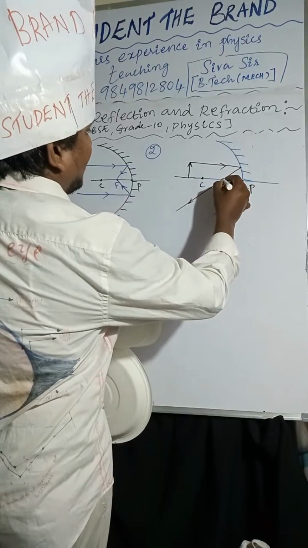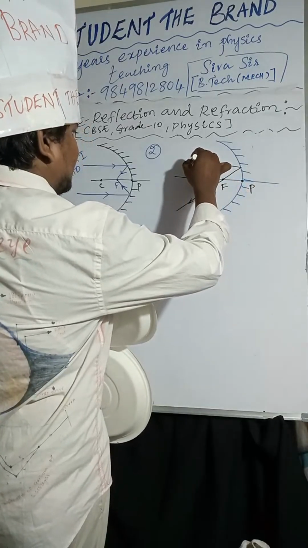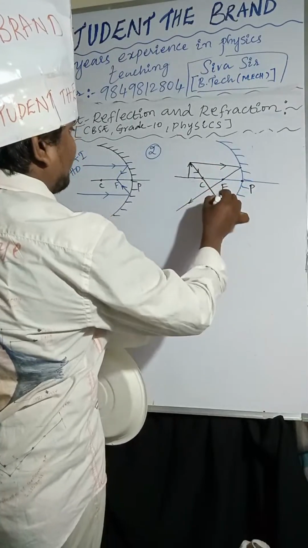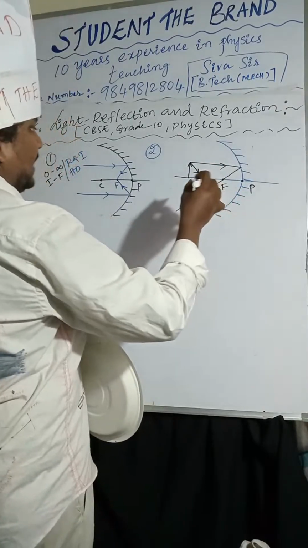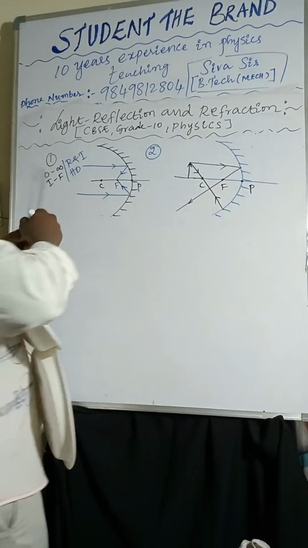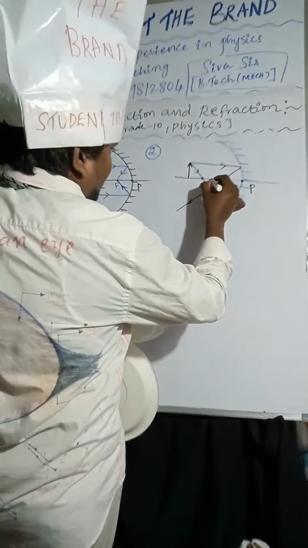One more light ray passes through the center of curvature like this. So the image will form between C and F. The image will be forming here like this.